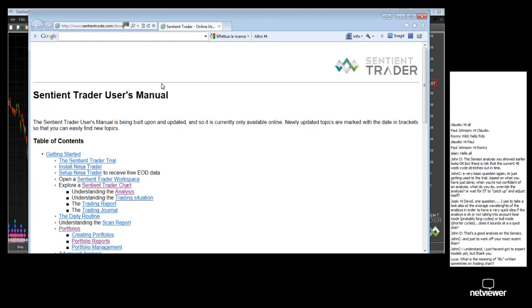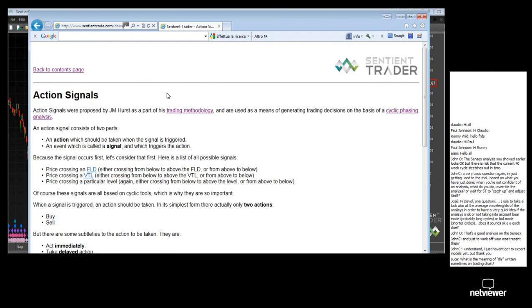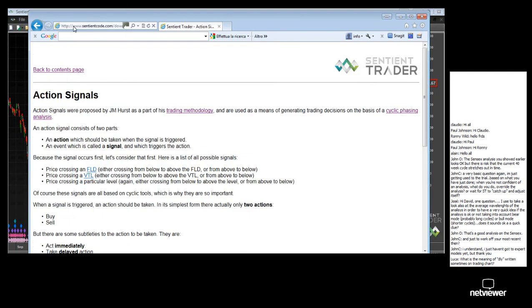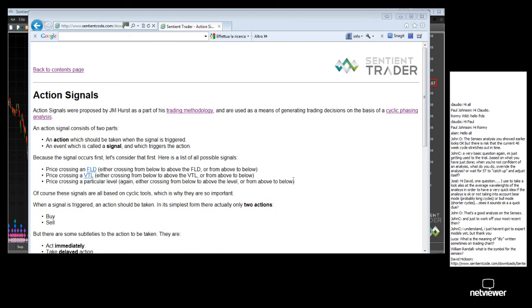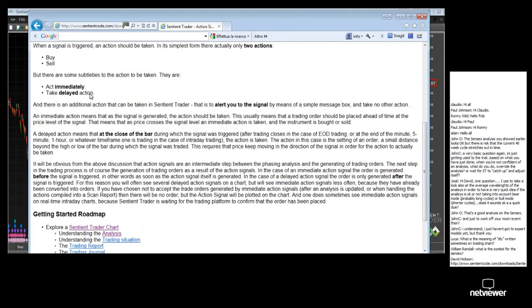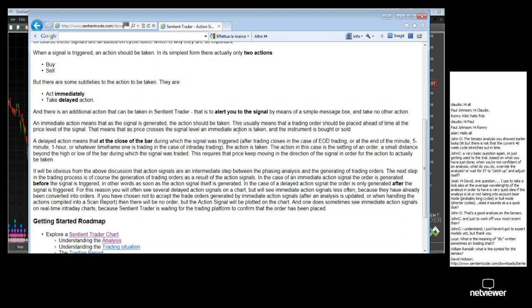What's the meaning of DLY written sometimes on the trading chart? Luca, that's an action signal which is delayed. If you're not sure what an action signal is, then you must go to our online user manual, and let me see, action signals. You can read all about it here.